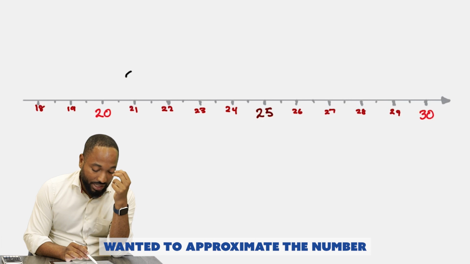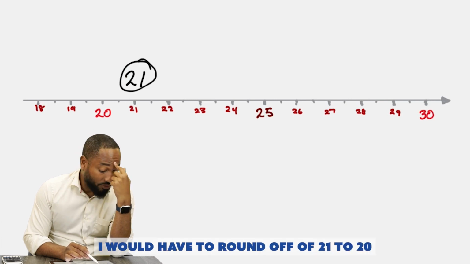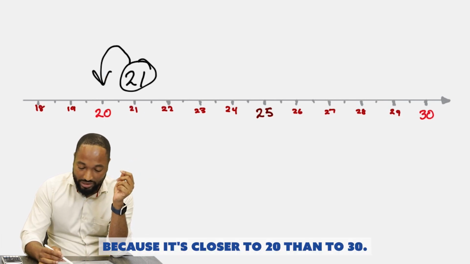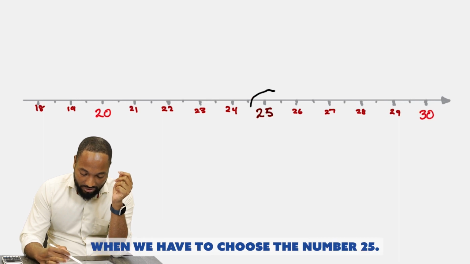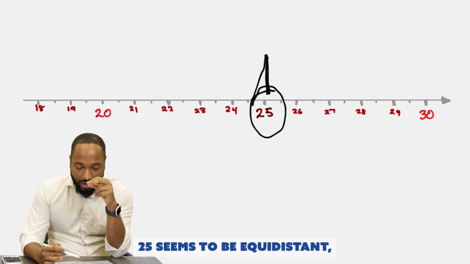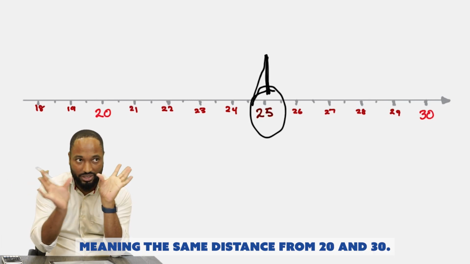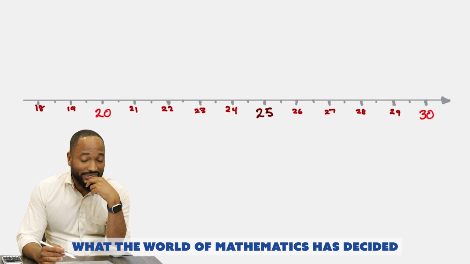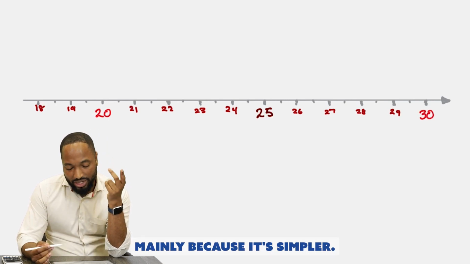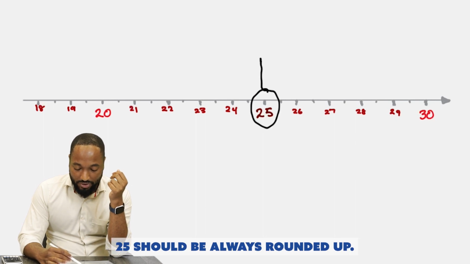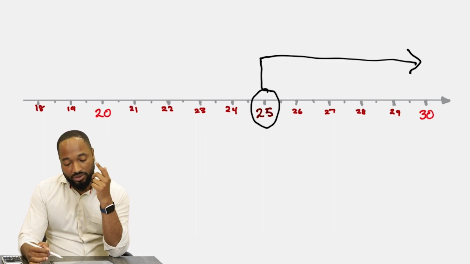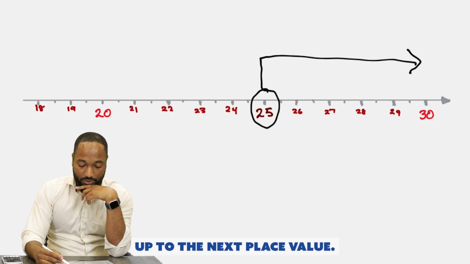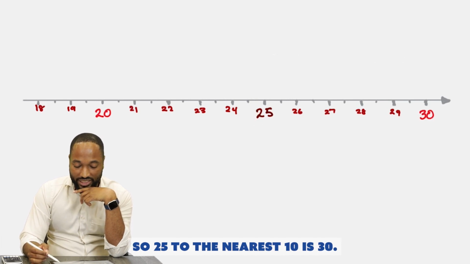However, if I wanted to approximate the number 21 to the nearest 10, I will have to round off 21 to 20 because it's closer to 20 than to 30. The problem arises when we have to choose the number 25. 25 seems to be equidistant, meaning the same distance from 20 and 30. What the world of mathematics has decided, mainly because it's simpler, is that 25 should always be rounded up. So the 5 is an indication that the number will be rounded up to the next place value. So 25 to the nearest 10 is 30.